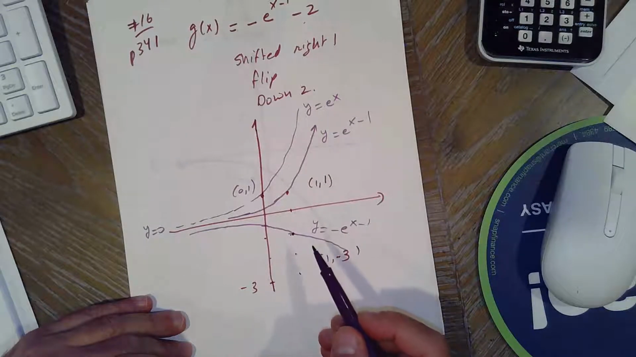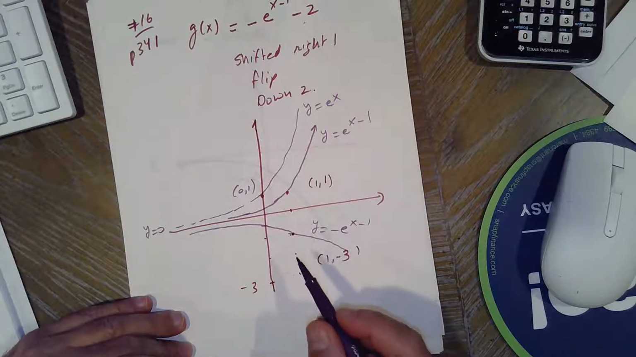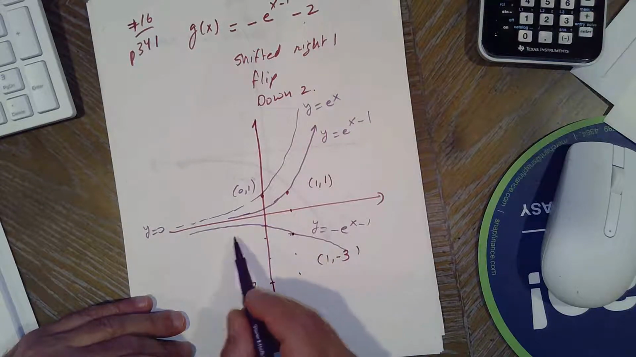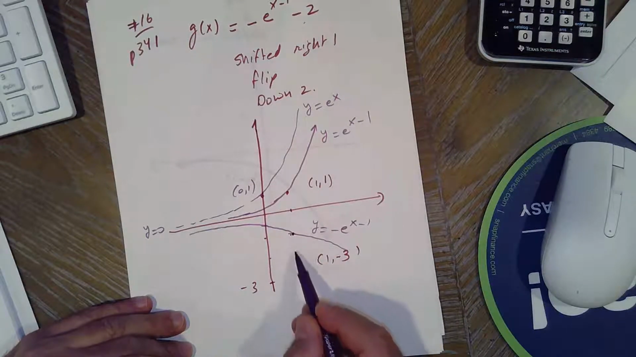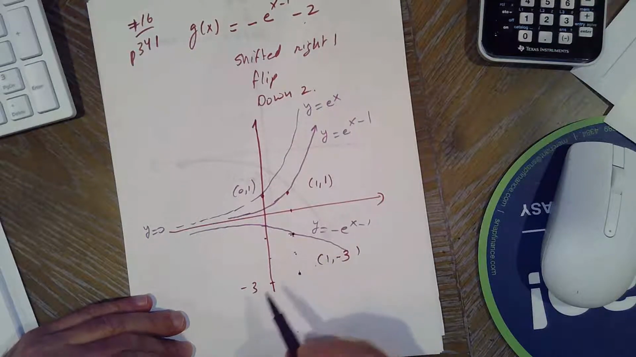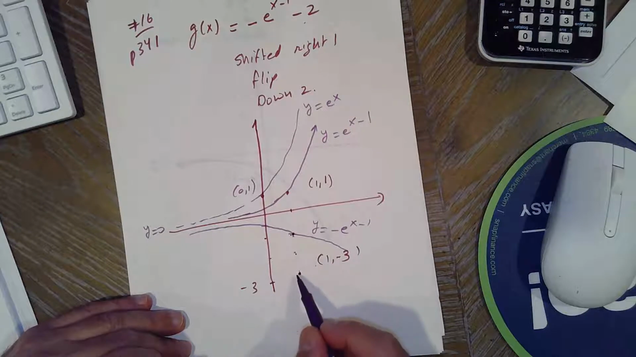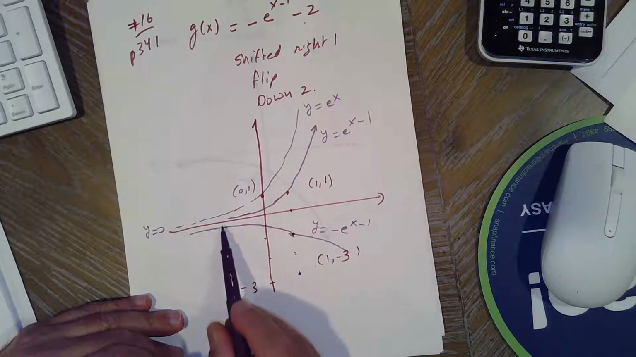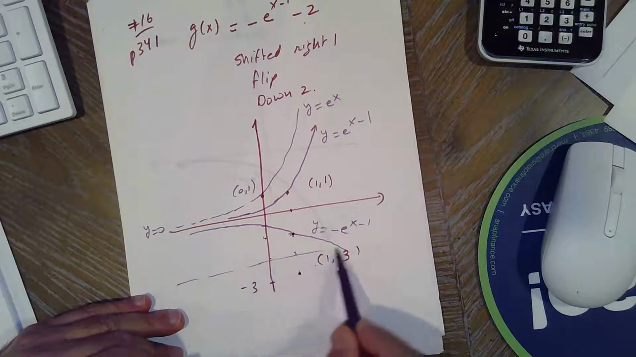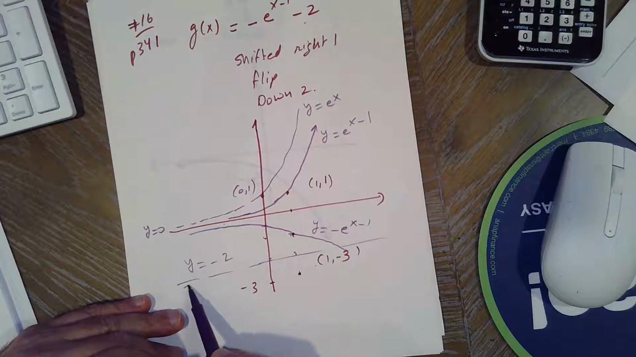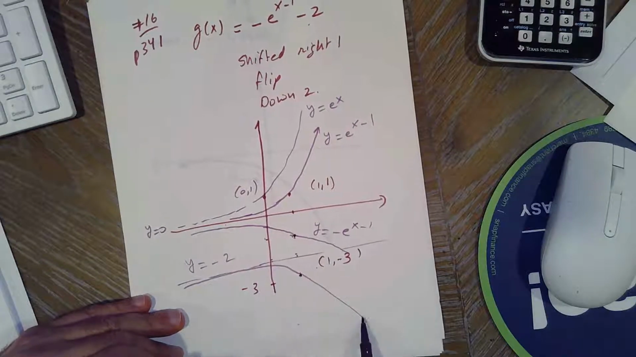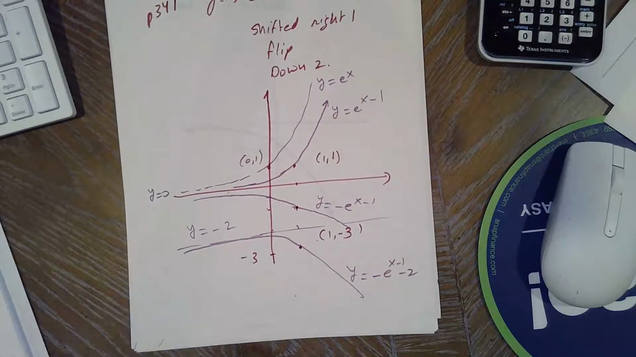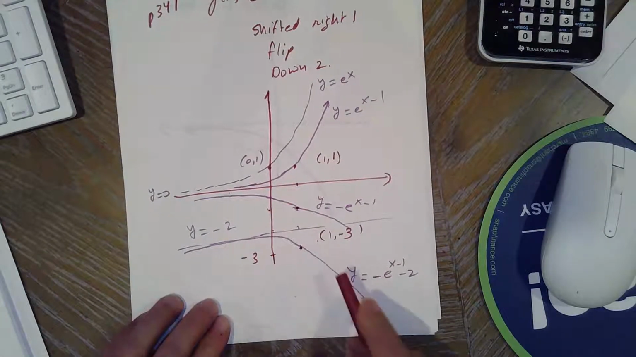So you go down 2, so you're about here, and it's going to be the same graph. So the down 2, y equals negative 2, so you're going to get this graph. y equals negative e to the x minus 1 minus 2. So this is the final outcome.